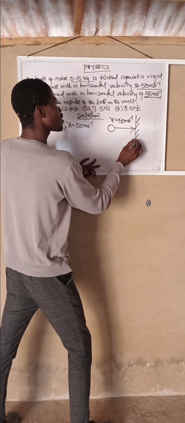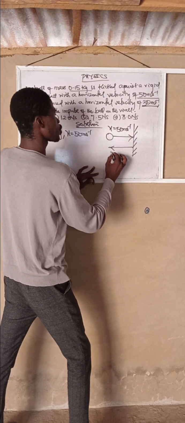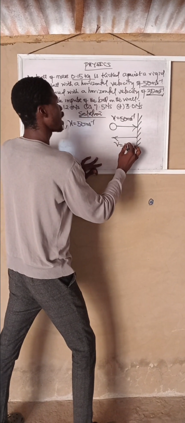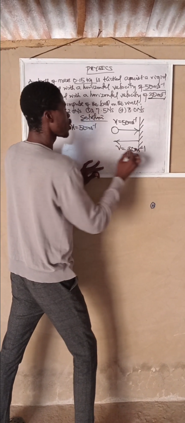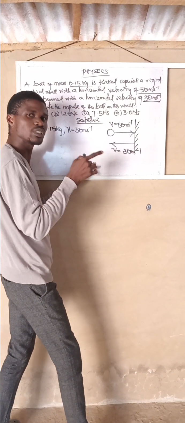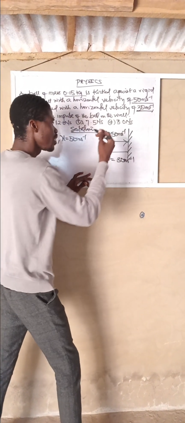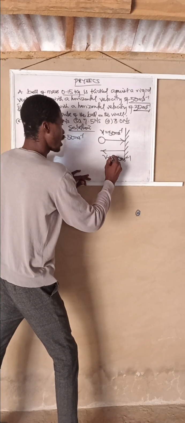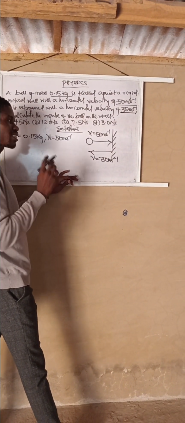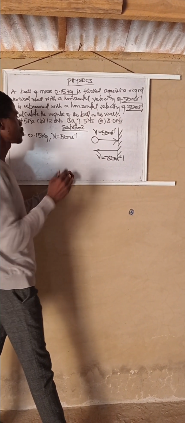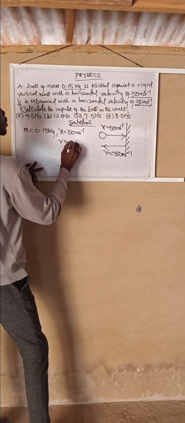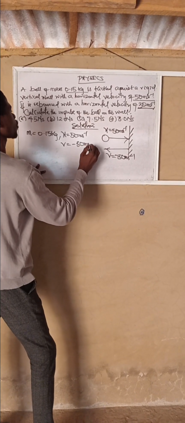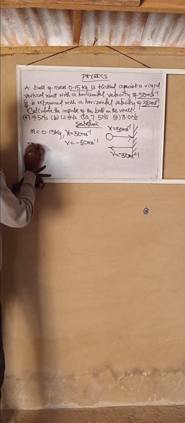Now, the rebound velocity equals 30 meters per second. But the 30 we have here must be attached with a negative sign because the motion of the ball is against the source of the motion. That will be minus 30 meters per second. Now, that's our V, minus 30 meters per second. So we are asked to calculate the impulse.